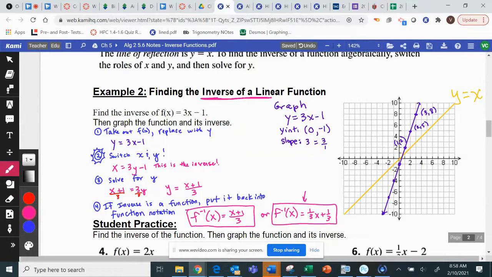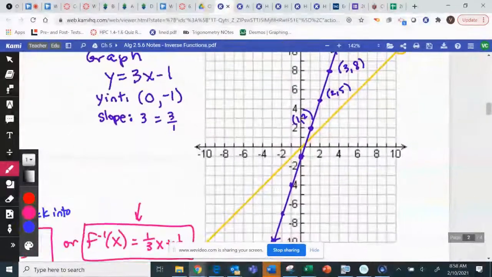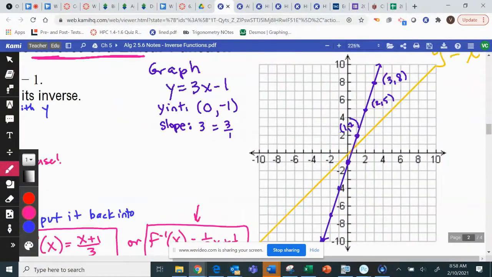So if I graphed my first line, all I have to do is take any of the ordered pairs on the purple line and switch the x and the y. So instead of 3, 8, and I just labeled that so I wouldn't have to count it later, instead of 3, 8, I'm going to graph 8, 3. Instead of 2, 5, I'm going to graph 5, 2. Instead of 1, 2, I'm graphing 2, 1.